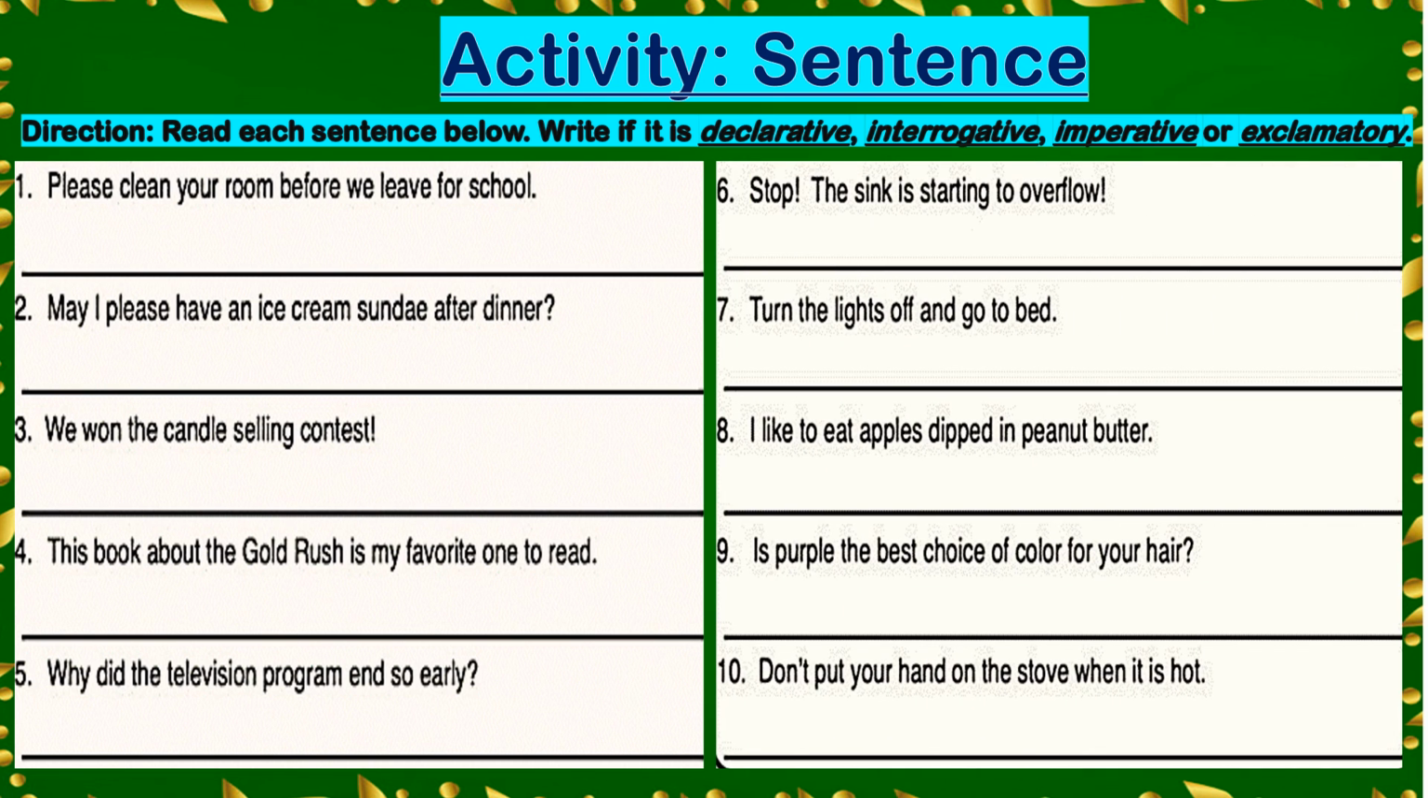I want you to answer numbers 1 to 10, and I already gave you the answer for number 1. So you only have 9 numbers to answer. Again, just write declarative, interrogative, imperative, or exclamatory. And if you're finished, please send it back to me in our Google Classroom account.